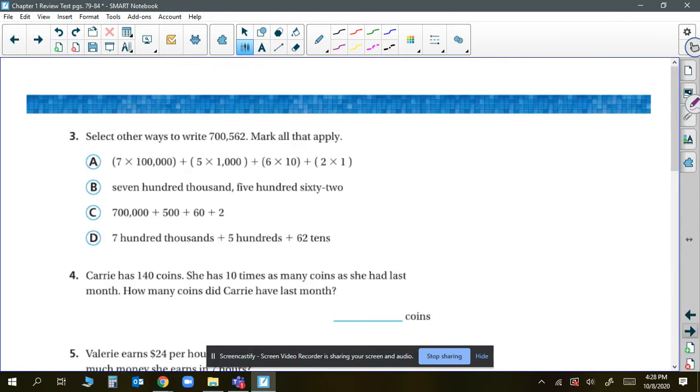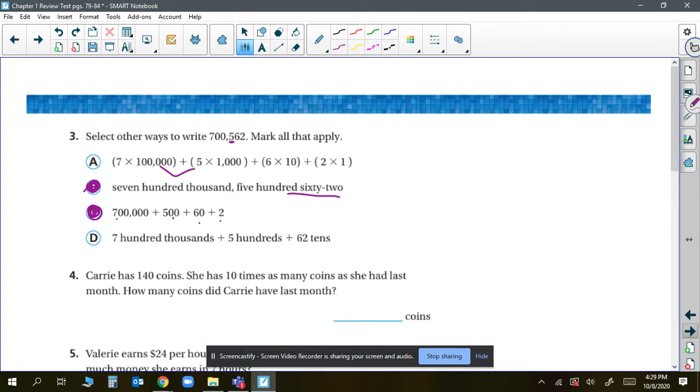Okay, let's turn to the page. We're on page 80, number 3. It says select other ways to write 700,562. Mark all that apply. Okay, so let's take a look here. We have 700,000, and then this would be 5,000. So if I put these two together, it would make 705,000. But this is actually in the hundreds, so A isn't going to work. 700,562. Yeah, that works. The next one, if we have 700,000 plus 500 plus 60 plus 2, that also works.